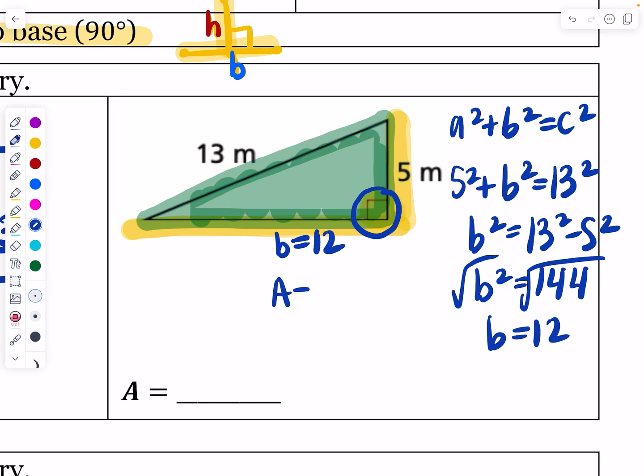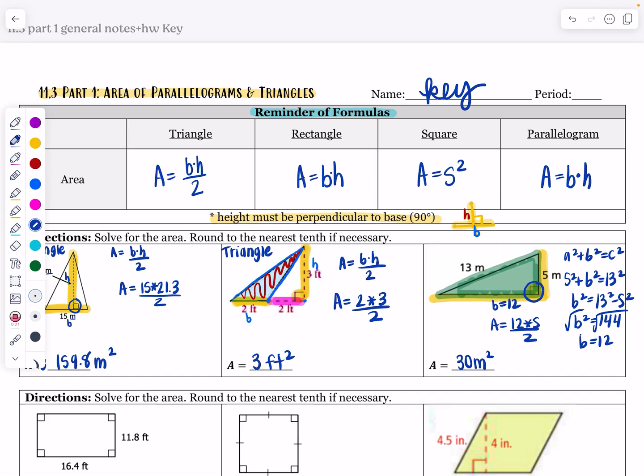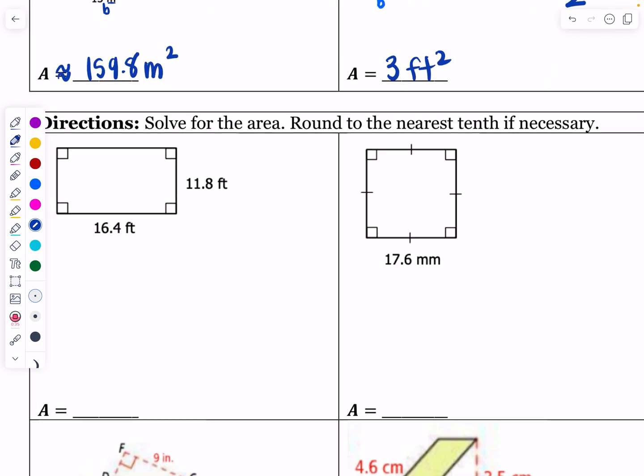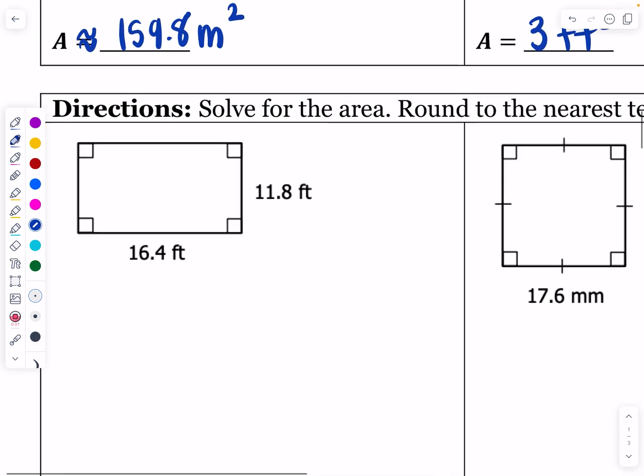That's going to be area equals base times height divided by 2. That's going to be 12 times 5 divided by 2, which gives me an area of 30 meters squared. Okay, so that one we had to find our base before we found our area. Now we're going to do a few rectangles. Solve for the area, round to the nearest tenth if necessary.